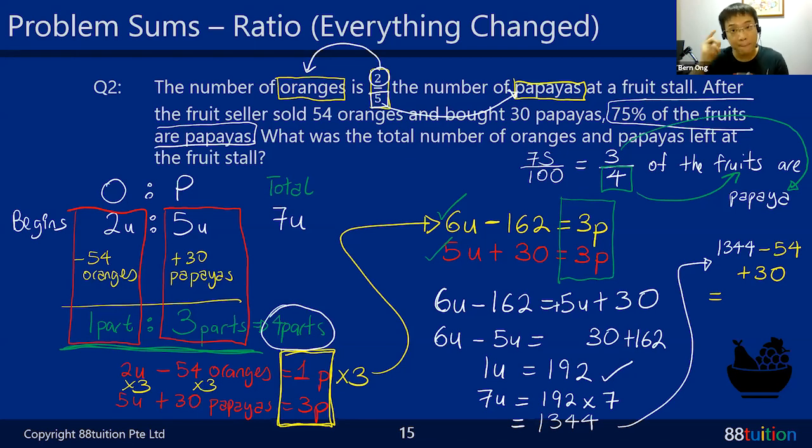So I use my mental calculator again. Mental sum. 1344 minus 54 plus 30. Answer is 1320. So the answer is 1320 fruits. That is at the end of the day. So that's your answer. Can? So the answer is 1320.